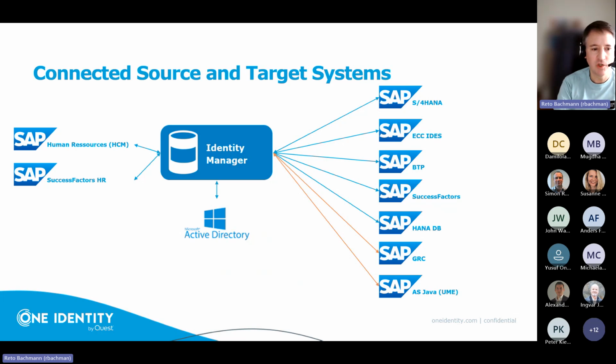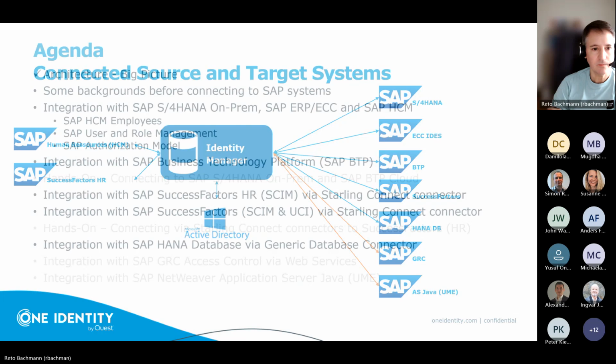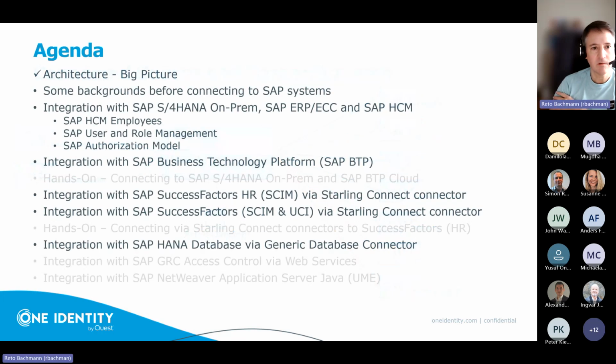And then we can provision not just to Active Directory, we can also provision back to S/4HANA, the ECC system, BTP, SAP SuccessFactors, HANA, GRC, Java. So we have the possibility to create and update the accounts on those systems based on the information we receive from the SAP HCM systems. So that's in the end an overview of what we provide on the systems.